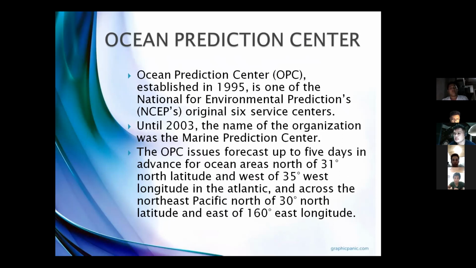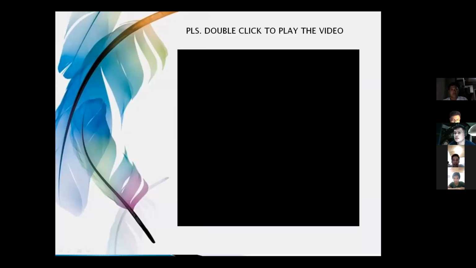So the OPC originates and issues marine warnings and forecasts, continually monitors and analyzes marine data, and provides guidance on marine atmospheric variables for the purposes of protection of life and property, safety at sea, and enhancement of economic opportunity. So next slide.